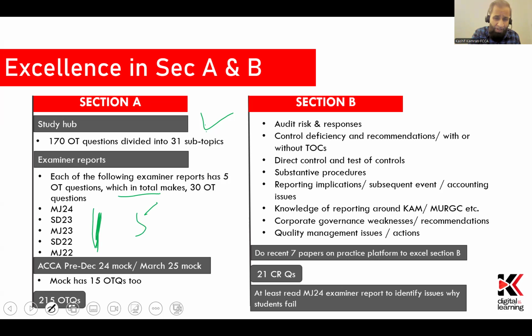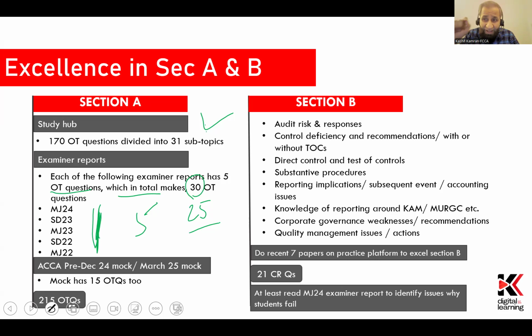Sorry, just one calculation error here. Each report has 5 OT questions, that's fine. But if you do 5 reports, it makes it 25, right? Not 30. If you do 6, it will make it 30. If you do 7, it will make it 35. So it's up to you how many examiner reports you do. If you do 5, you get 25 OT questions out of those 5 examiner reports. If you do 6, then you get 30.